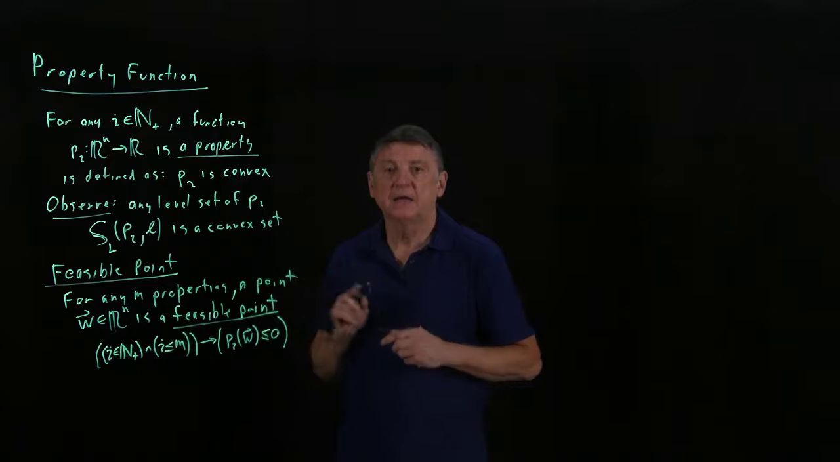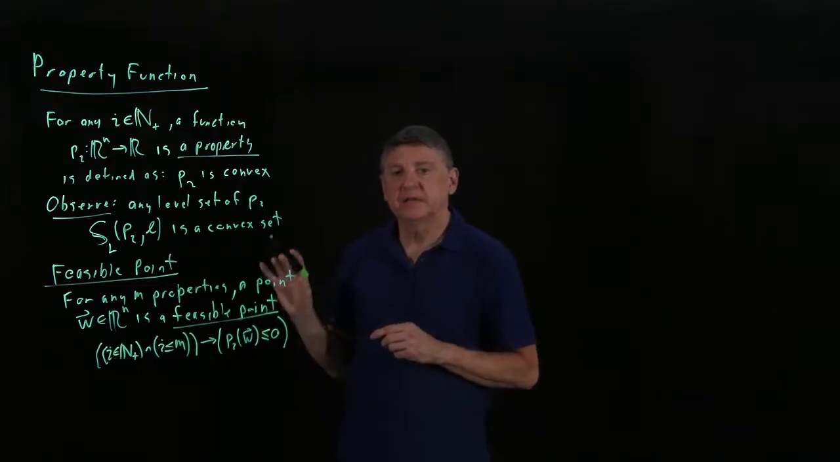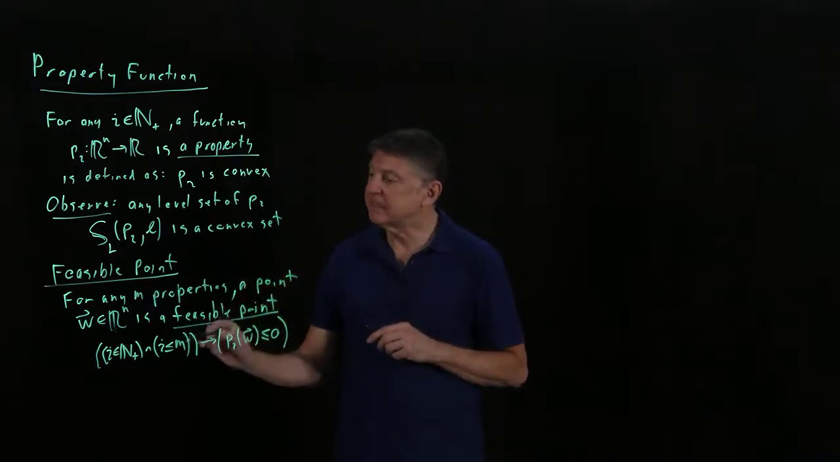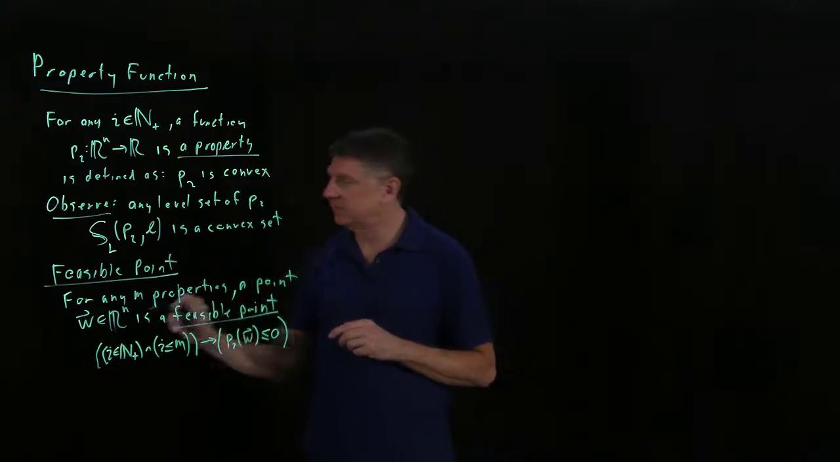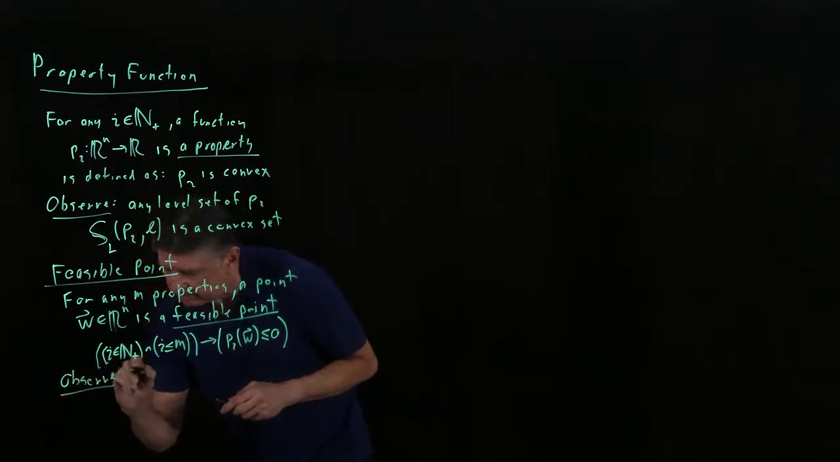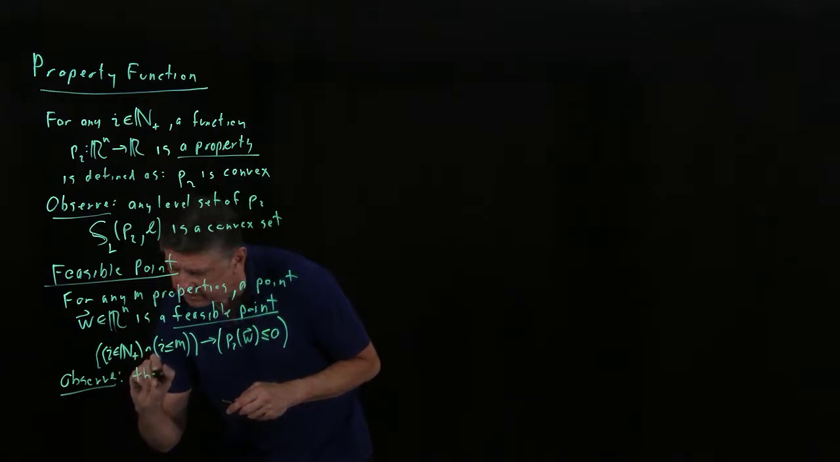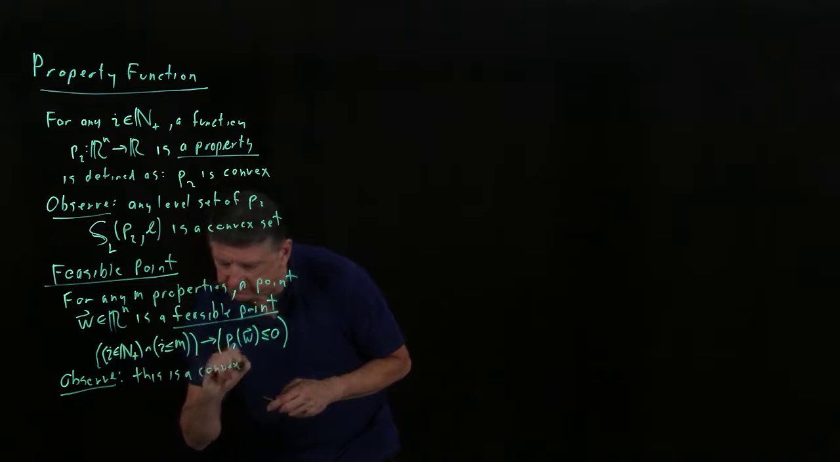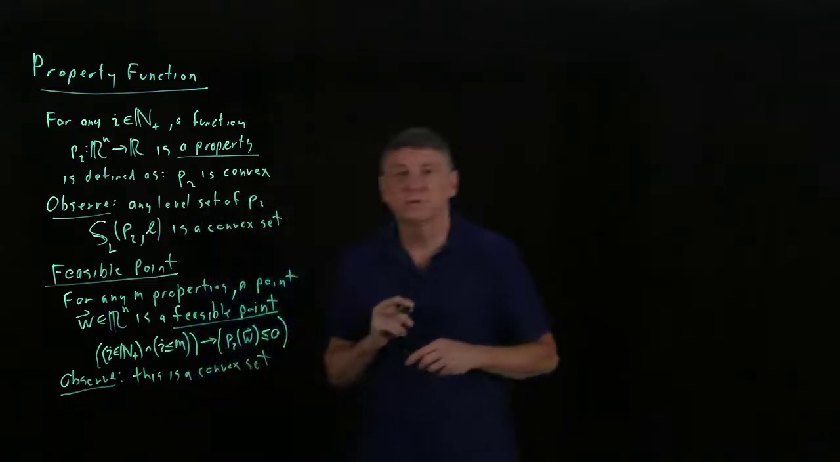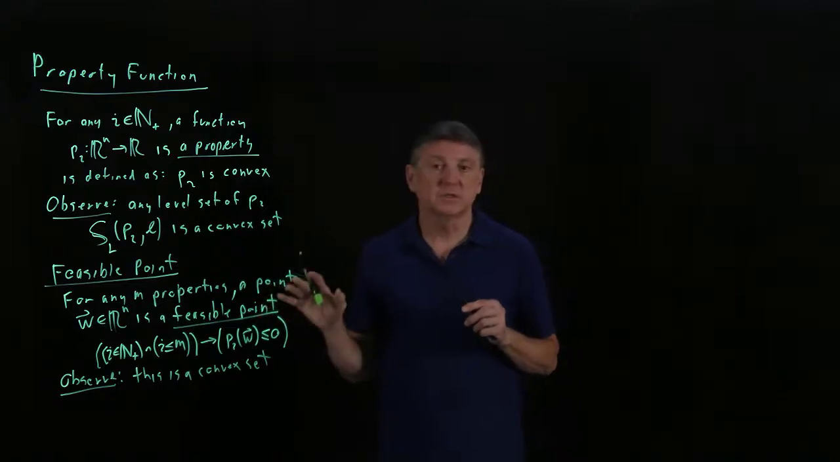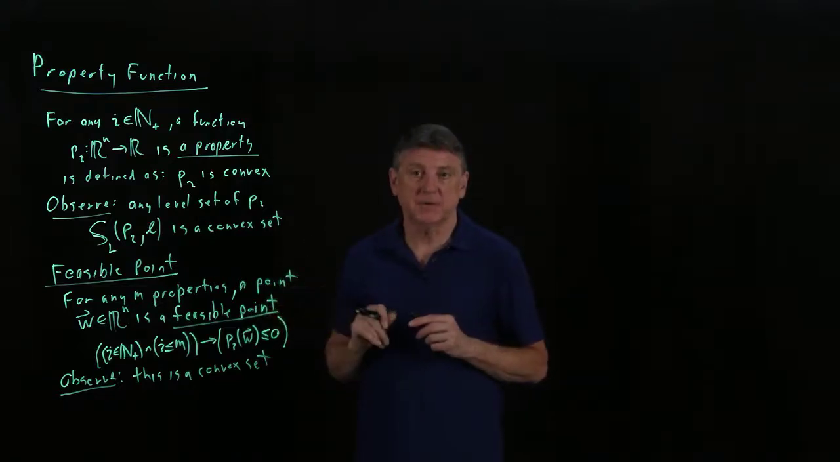W. And let's observe here that the intersection of convex sets is convex, so that means the set of feasible points is convex. So observe, this is a convex set. And those observations are going to make some of our following results much easier to demonstrate.